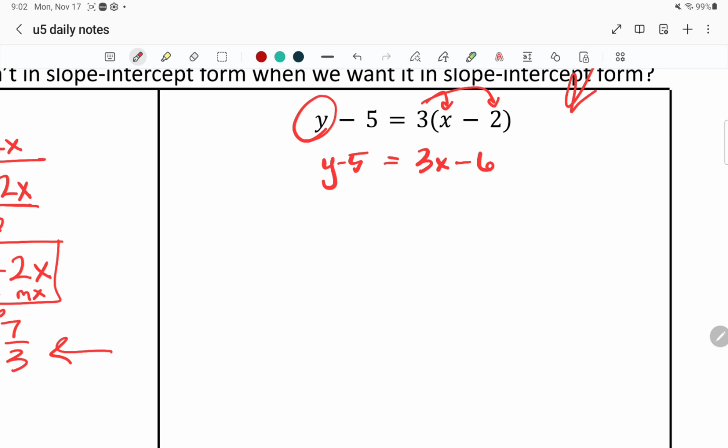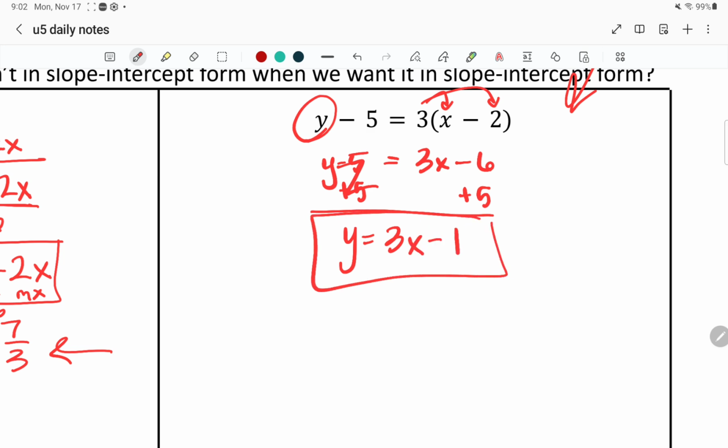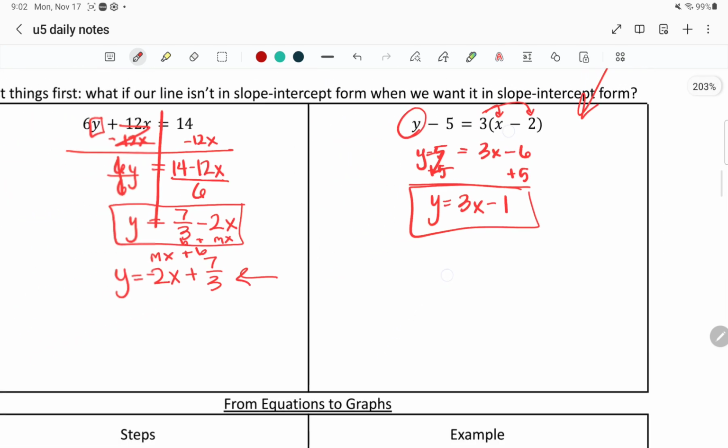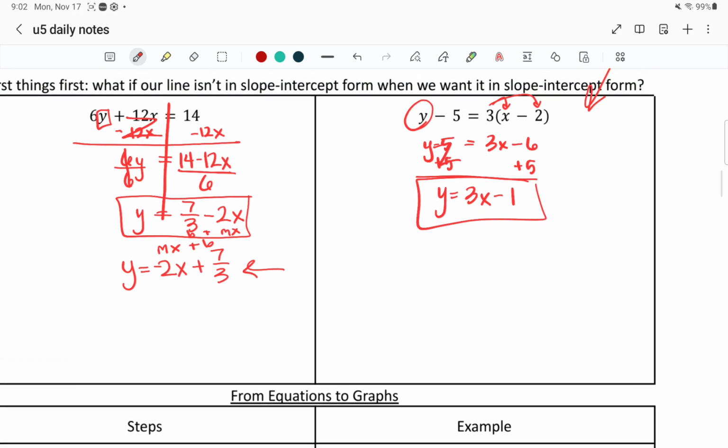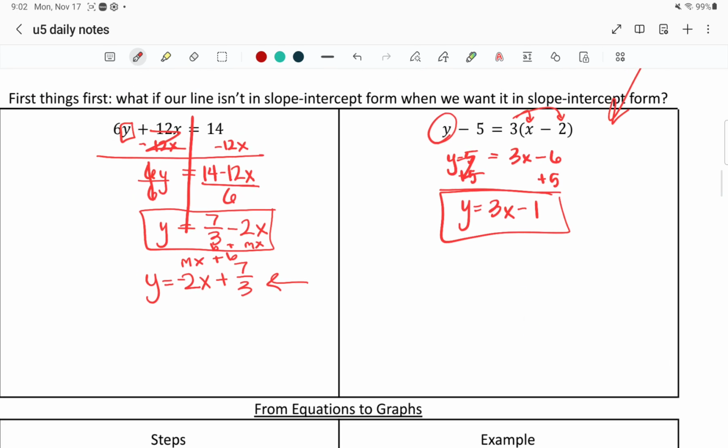I distributed, and now I've got y minus 5. I'm going to add 5 to both sides to get y alone. And then I get y equals 3x minus 1. And that's y equals mx plus b too. Okay? So by distributing, I cleaned it up. I made it look like slope-intercept form. If I had left the parentheses alone, it wouldn't have quite looked right, but we still would have gotten y alone.